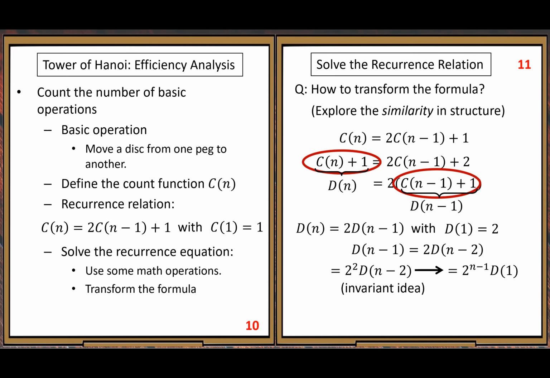So the last step: D of n equals 2 to the n, with D of 1 being 2. Go back to the C function: D of n is C of n plus 1, so C of n equals 2 to the n minus 1. So we solve the problem; we solve this recurrence relation.